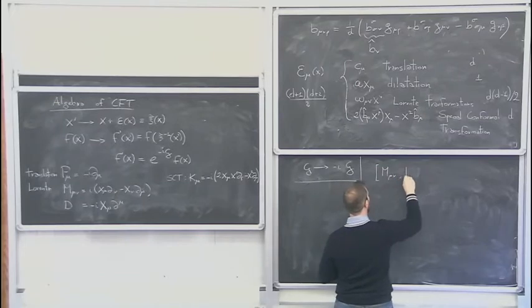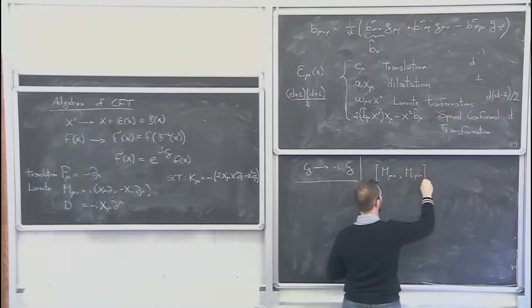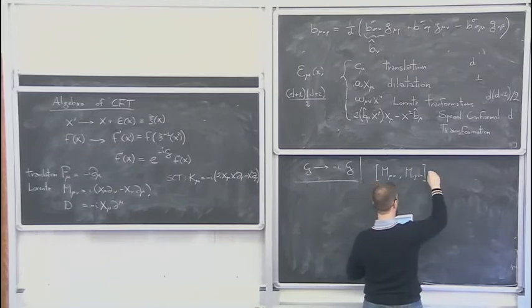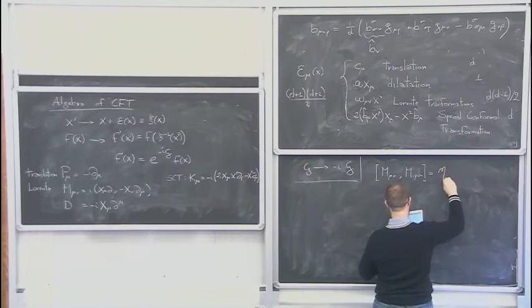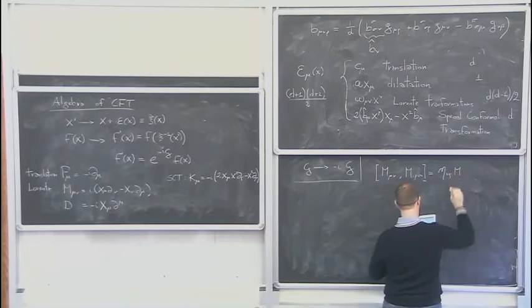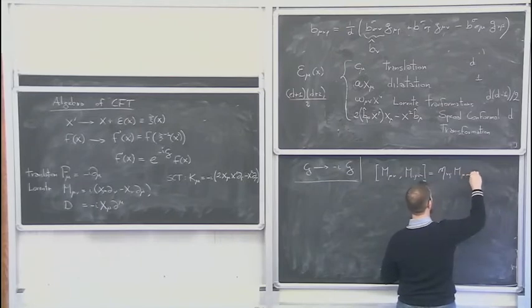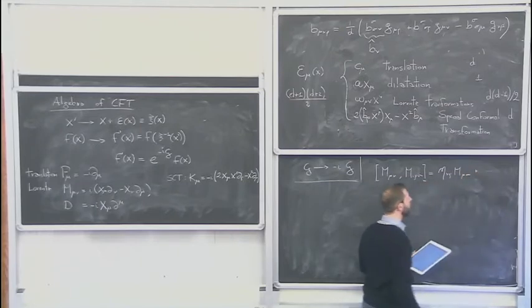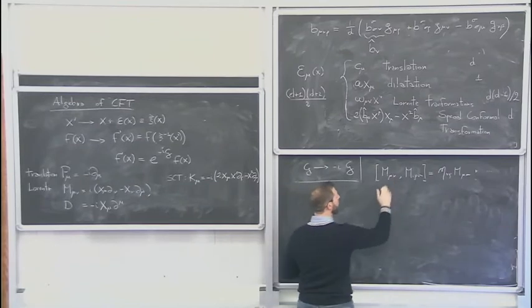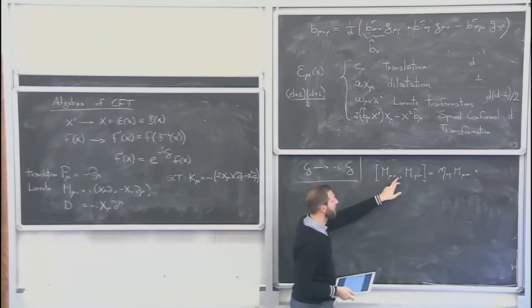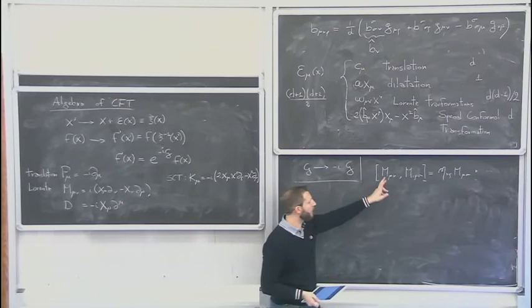M nu, M rho sigma. This will be eta nu rho, M mu sigma plus permutations. Remember, these are antisymmetric. They have antisymmetric properties.